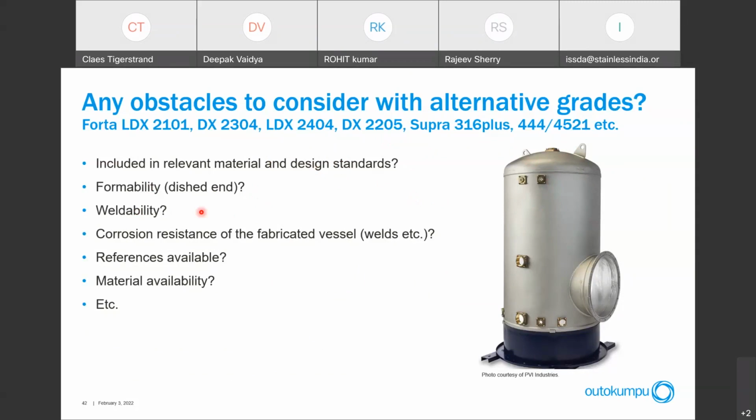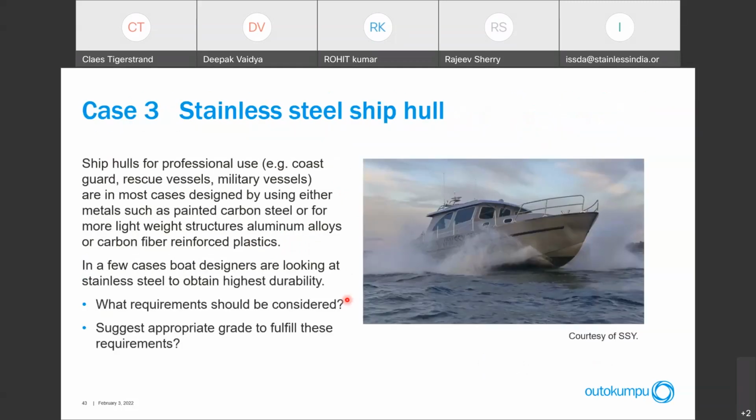Of course, with battery corrugated vessels, it could be difficult to use a shielding gas to get the same corrosion resistance of the weld as for the parent material. So it is very important to consider that the heat connection has sufficient resistance also for the weld. Looking at references, availability is of course very important here as well.